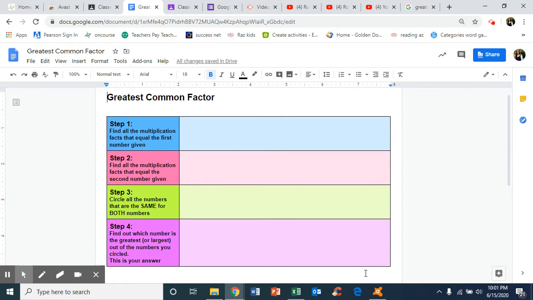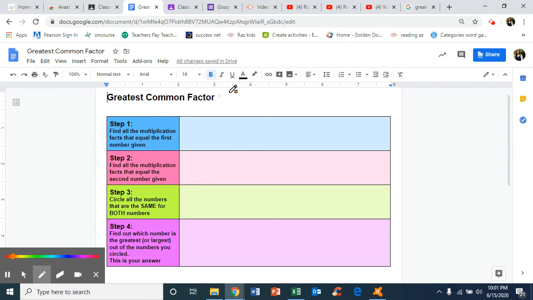Okay, so if you remember trying to find the greatest common factor, we did this earlier in the year, so it is just a review. If you are finding the greatest common factor, the first thing you want to do is find all the multiplication facts that equal the first number given.